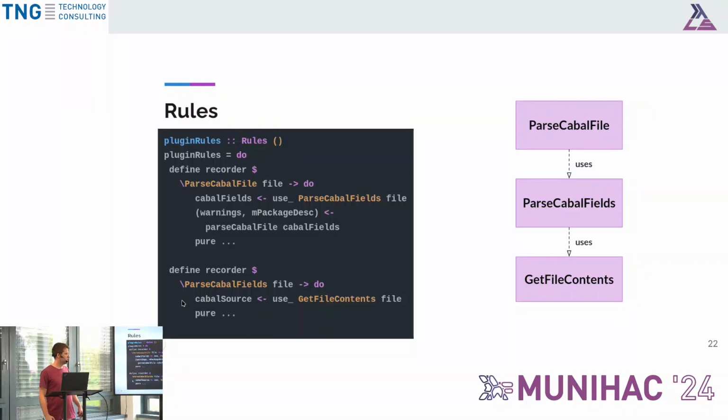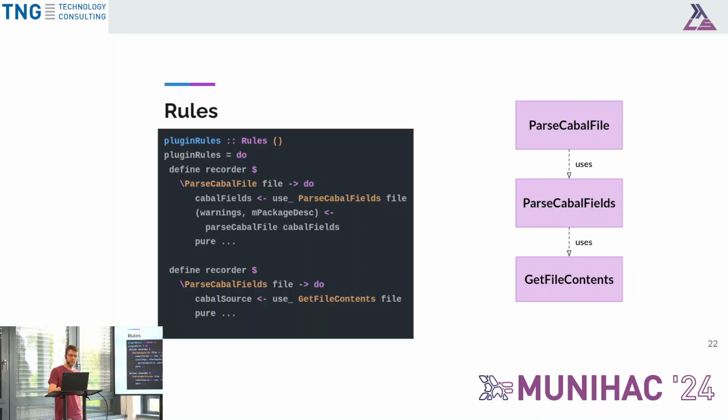Yeah, I hope that's readable. What the parse cabal fields rule in turn does, it depends on the actual sources of that file that we're trying to parse, which brings us to the second part of this dependency graph, namely that parse cabal fields depends on the get file contents rule. While this build graph is linear, we can express any kind of build graph as long as it is acyclic. So there may not be any cycles.